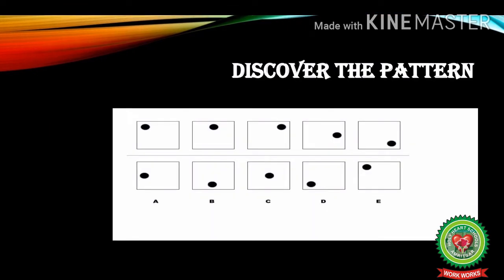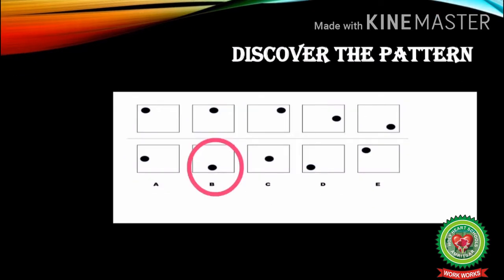Now let us discover this pattern. What will be the next figure? A, B, C, D or E? Let us see. In the example above, the black circle is moving around the box in a clockwise direction, each time moving half of the length of the box. This means that the next box in the pattern is box B.